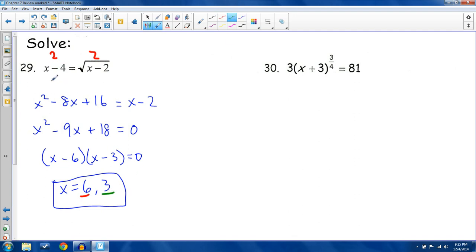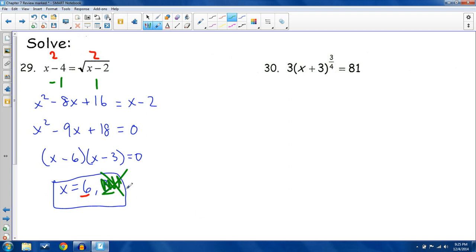3 minus 4 is -1. 3 minus 2 is 1. Square root of 1 is 1. -1 does not equal 1. This one does not work. You know when it would work? If this was the negative version of that, that would have given you -1, but it wasn't the negative version. It doesn't give you that.